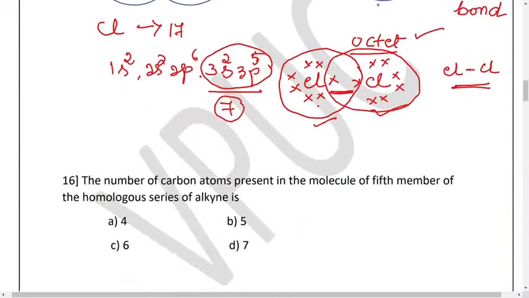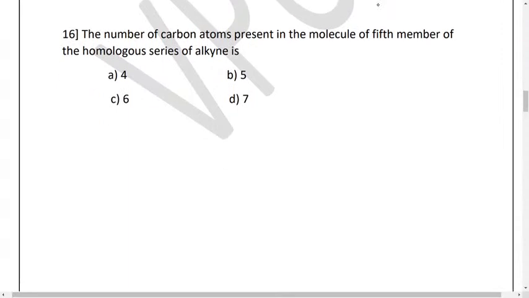Question number 16. Let us check. Dear students, the given question is: the number of carbon atoms present in the molecule of a fifth member of the homologous series of alkyne is. The number of carbon atoms present in the molecule of the fifth member of the homologous series of what have they given? Alkyne, they have given.